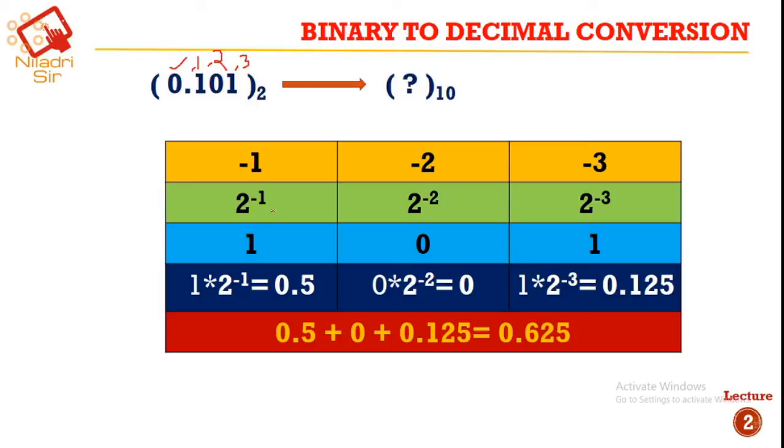So this is the power of 2: 2 to the power minus 1, 2 to the power minus 2, 2 to the power minus 3. And these are the values 1, 0 and 1. Then we will do this multiplication. So 1 into 2 to the power minus 1 will be 0.5. 0 into 2 to the power minus 2 will be 0, and 1 into 2 to the power minus 3 will be 0.125. And after that we will add this.